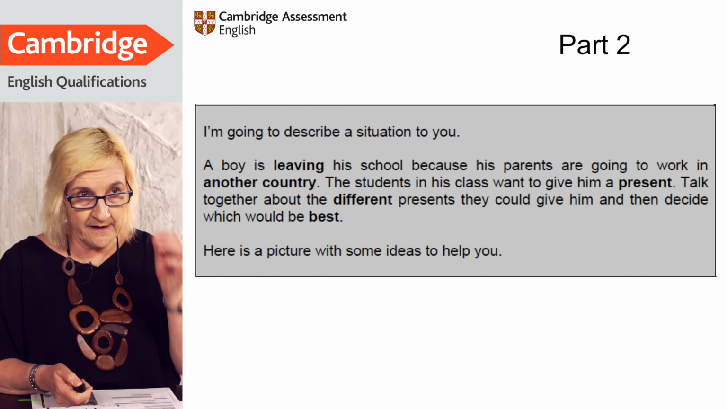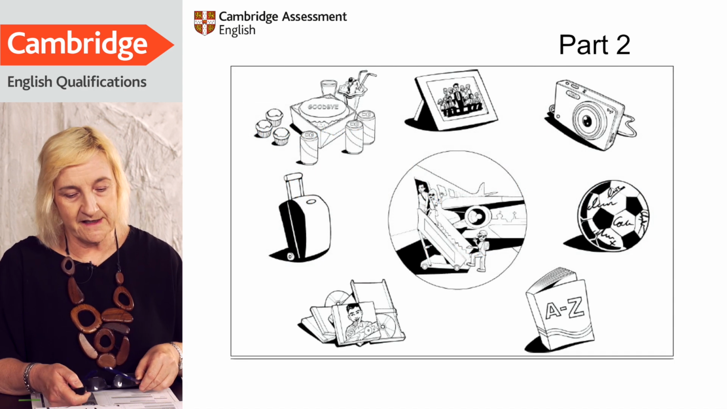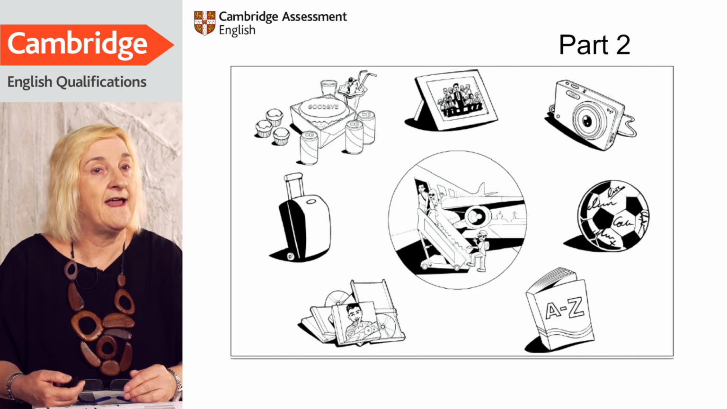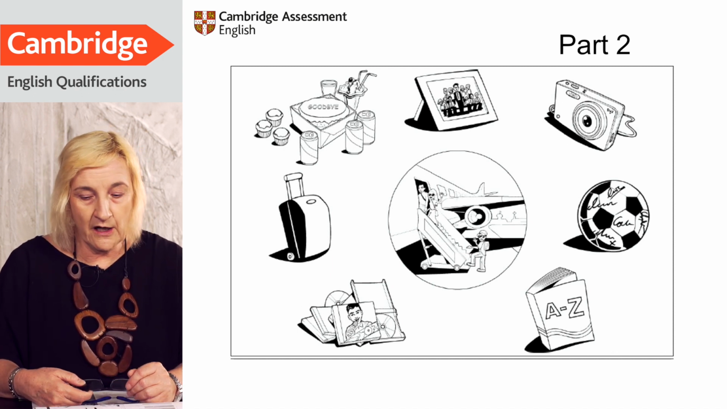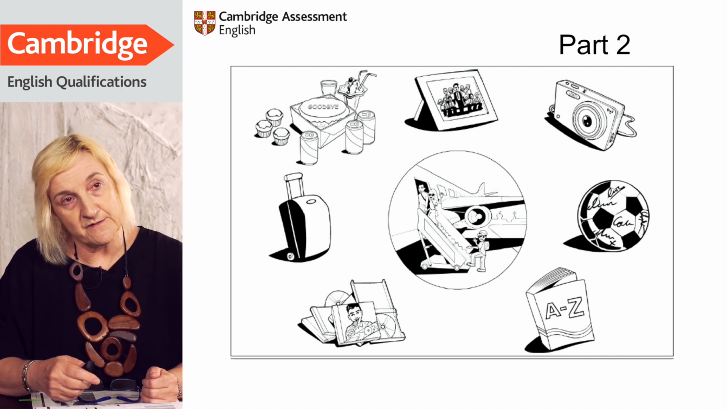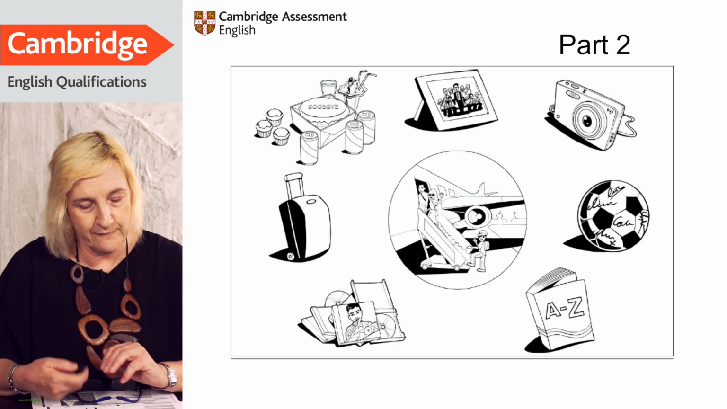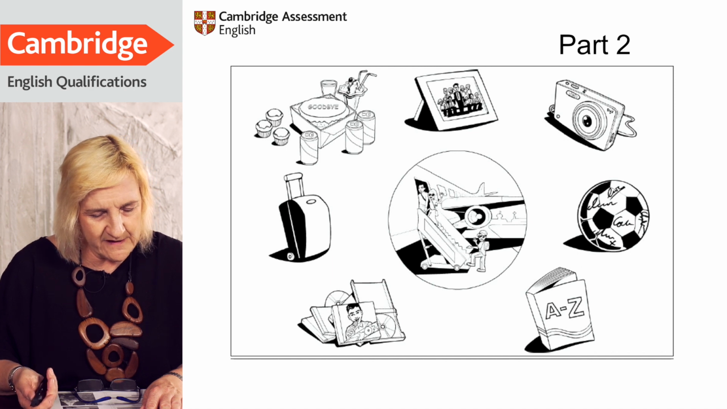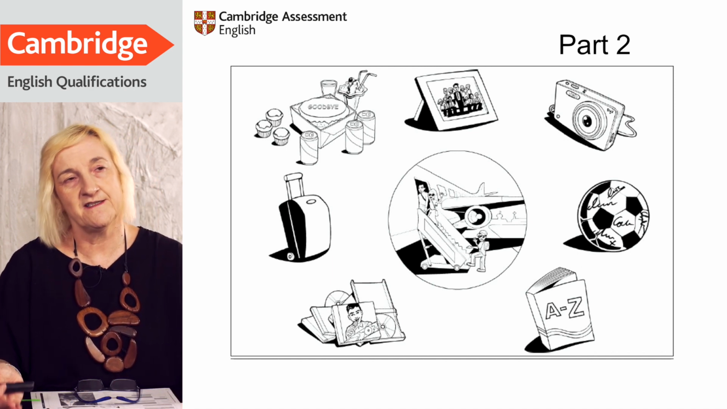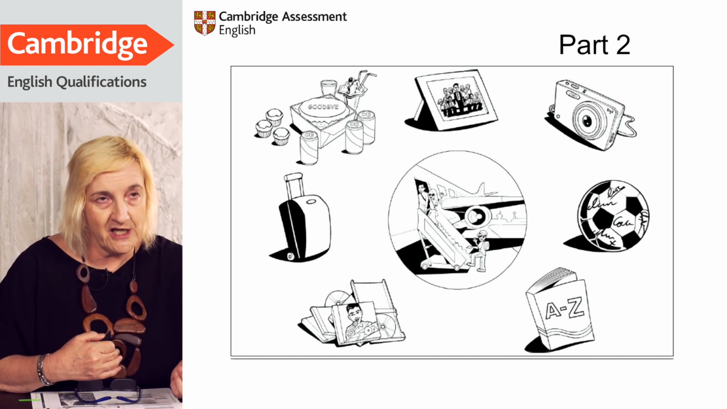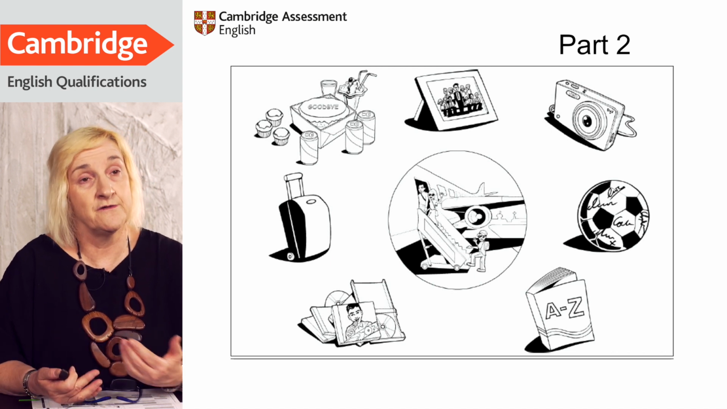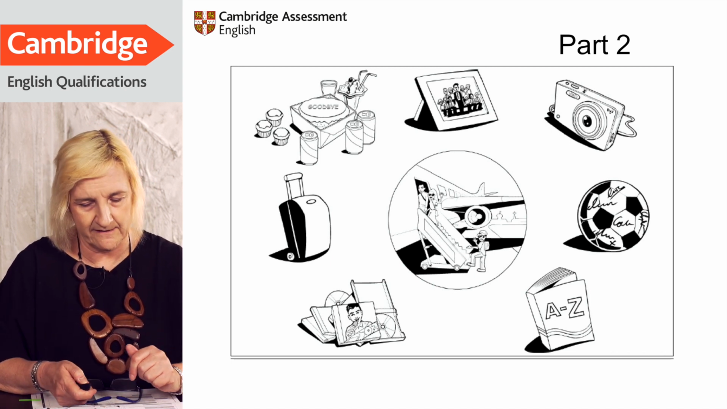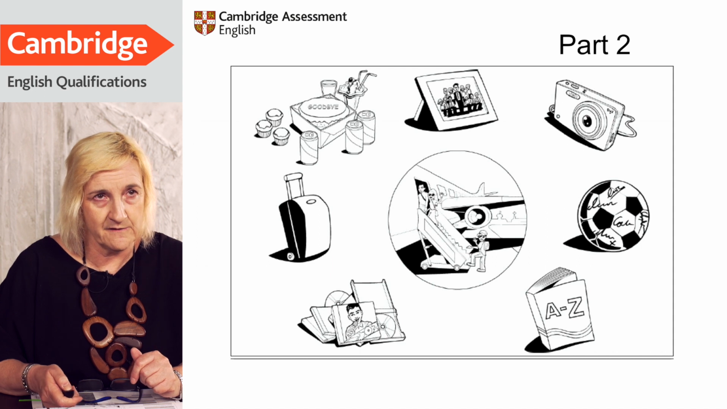Now the picture is really just to give them something to talk about. They can add their own ideas as well, but again it gives them some ideas to help the flow of the conversation. And as you heard, decide together which you think was best. So they're giving their opinion, exchanging opinion, and also coming to a decision, deciding together. So that's what that task is about.